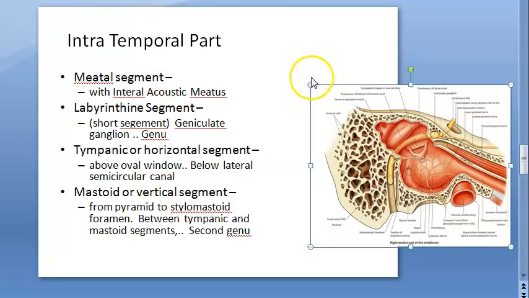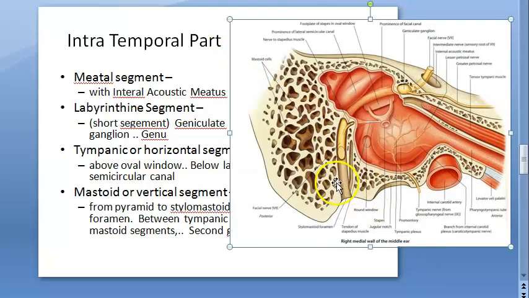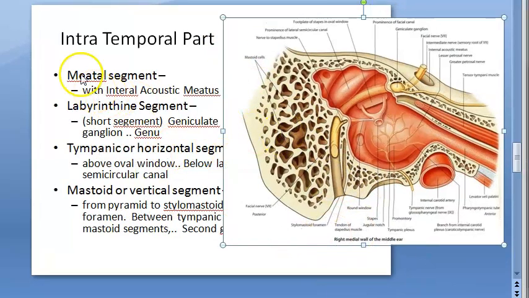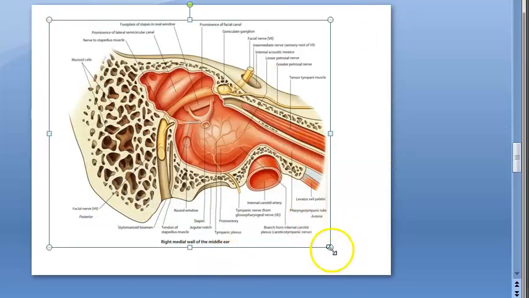Guys, this diagram may help to understand this. Okay, so look at this closely. So you should have a meatal segment, labyrinthine segment, tympanic, mastoid. Let us look at this here.